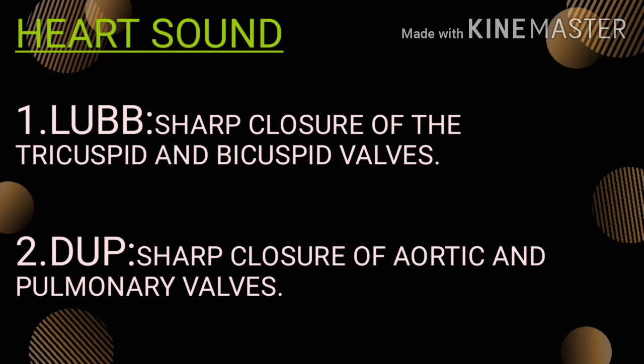Students, if you hear your heart sound by placing a stethoscope on your chest, you will hear two sounds, lub and dub. Lub is produced at the sharp closure of the tricuspid and bicuspid valves, whereas dub is produced due to sharp closure of aortic and pulmonary valves.